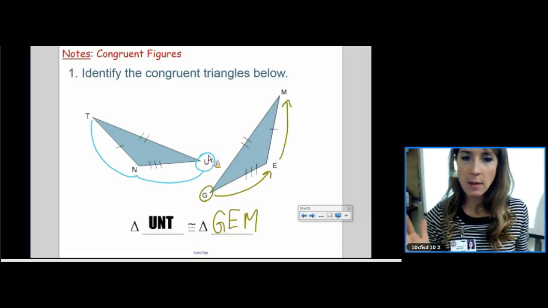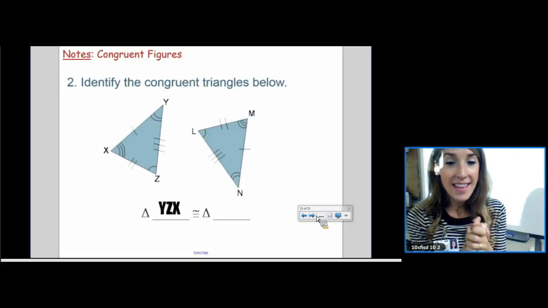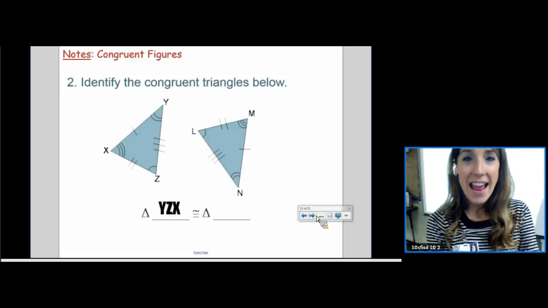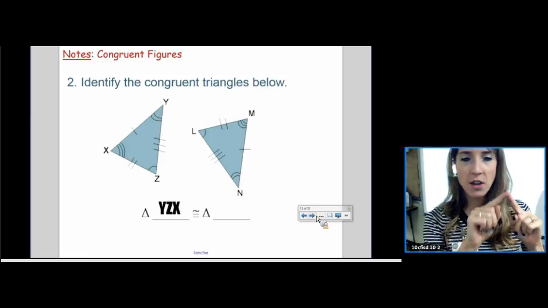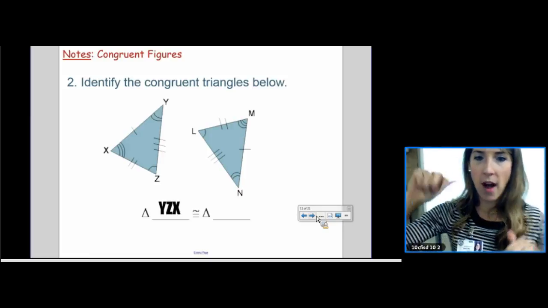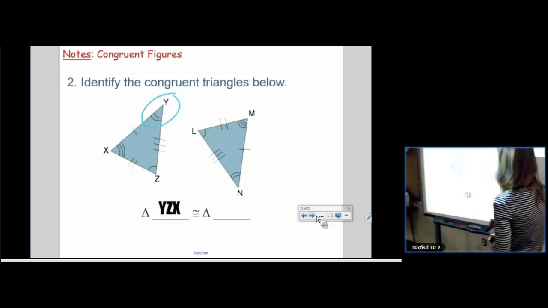So we have to name them in order, and the tick marks were there to help us. I like these a lot better because we're given angles, we're given arcs. And arcs are easier to deal with because you're not having to travel around the triangle. So Y, Z, X. Y has double arcs.